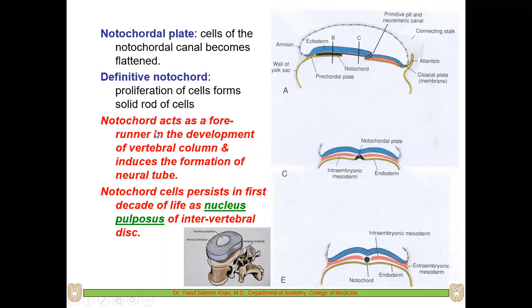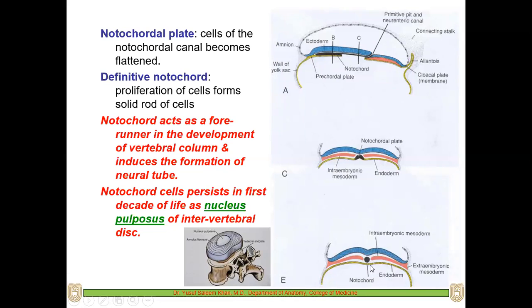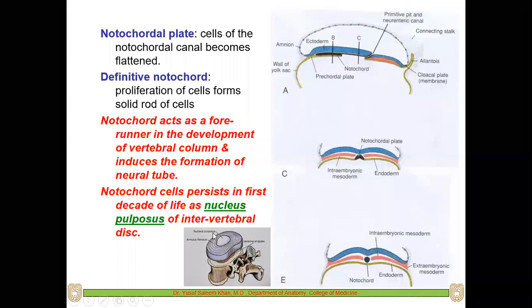It helps in the development of the vertebral column, the backbone. So these are the vertebral column, and it induces the formation of the neural tube. Later we'll see how the neural tube is formed and how the brain will develop from this neural tube. The notochordal cells persist in the first decade of life as the nucleus pulposus of the intervertebral disc. So this notochord will induce the formation of the vertebral column and the neural tube, which will form the brain. Later it disappears, except it remains as a small structure within the vertebral column, which is called the nucleus pulposus.